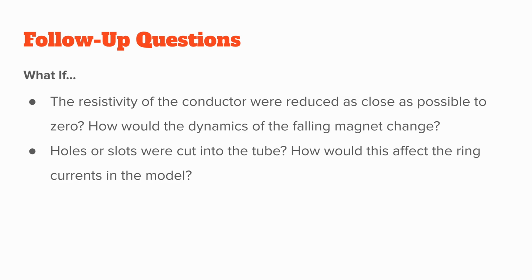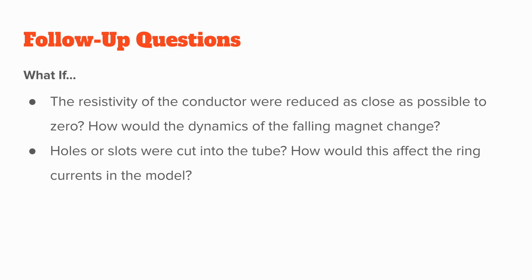To answer the follow-up question, if the resistivity of the conductor were reduced as close as possible to 0, there would be a larger induced current because resistance would be nearly 0 and current is inversely proportional to resistance. This larger current would mean there is a larger magnetic field and more magnetic force in the loop, meaning the force on the magnet by the loop is also greater per Newton's third law. Hence, the magnet would fall with less speed and take longer to exit the tube.